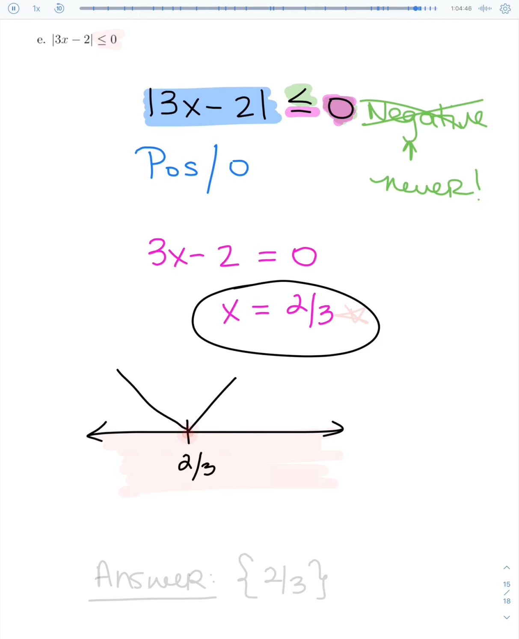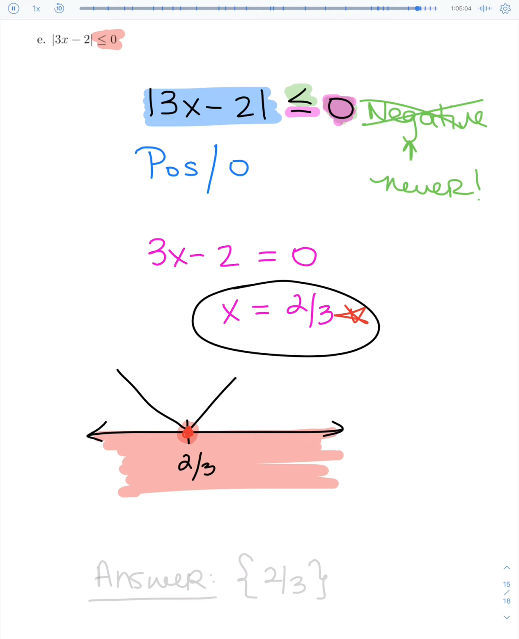Less than or equal to 0 means when am I below or equal to the x-axis? Well, notice I'm never below the x-axis. However, I am equal to the x-axis here at 2/3. So our only answer here is 2/3.